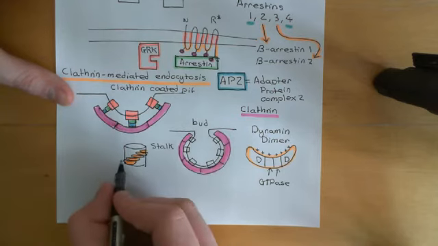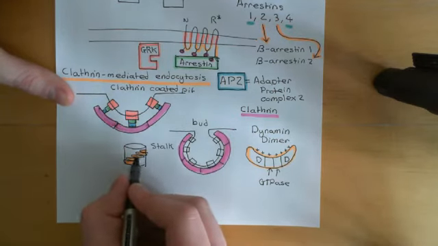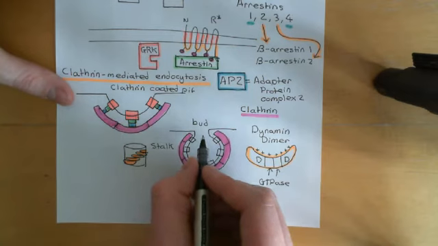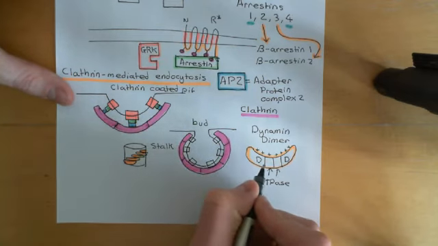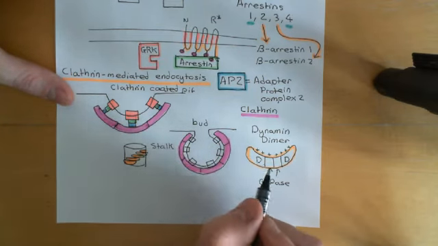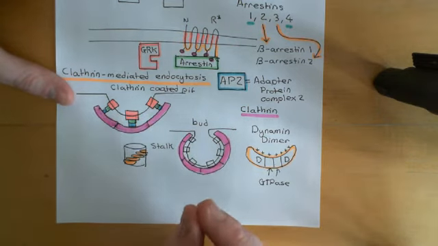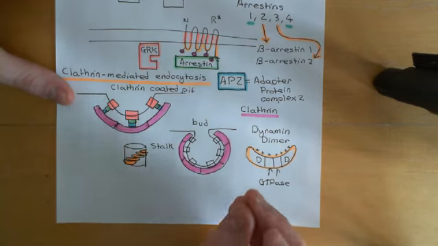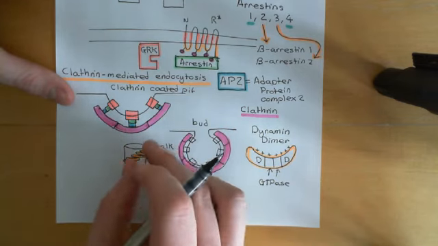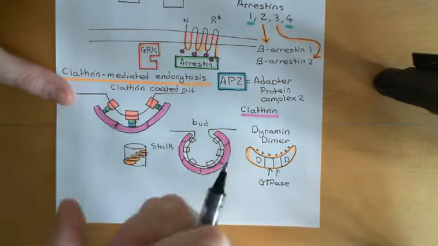Once you've assembled this helix around the stalk, the dynamin dimers in that helix start hydrolyzing GTP, and that hydrolysis of GTP down to GDP and inorganic phosphate releases the energy that the helix needs to constrict, basically.